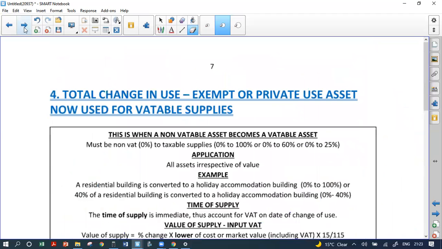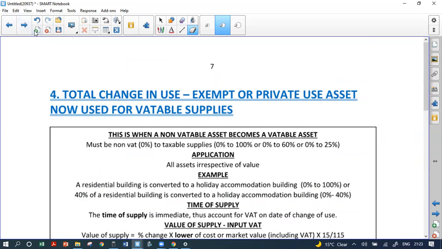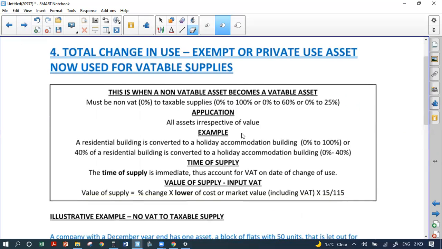Okay. The next thing is what we call a total change in use. Now, guys, what's going to happen with a total change in use? There are two types that we do. You can see there's two diagrams. So effectively, this one is where there's a total change in use, where you go from exempt to VATable.